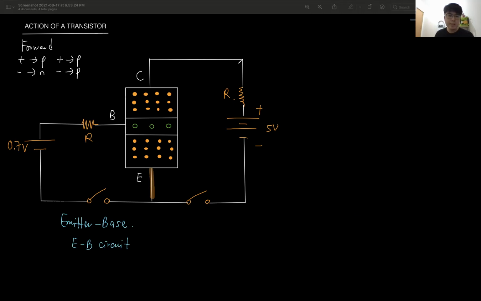And this circuit, I connect the emitter to the collector, right? So this I would call the emitter collector circuit. So that's EC circuit. Now, the emitter base circuit must be connected in forward bias with the transistor. How do I know forward bias or reverse bias? Okay, what type of transistor is this? Say we are using NPN.